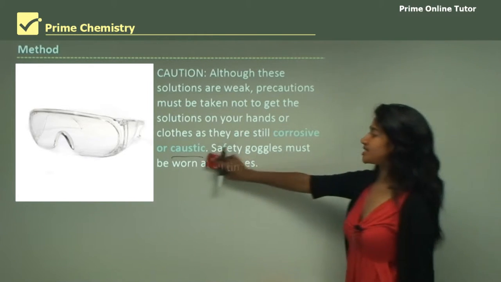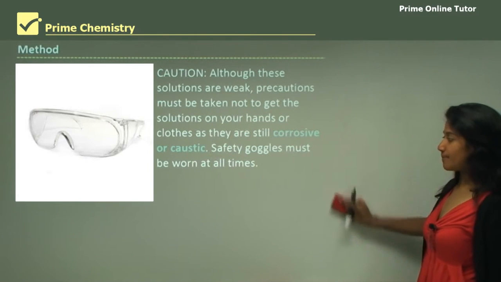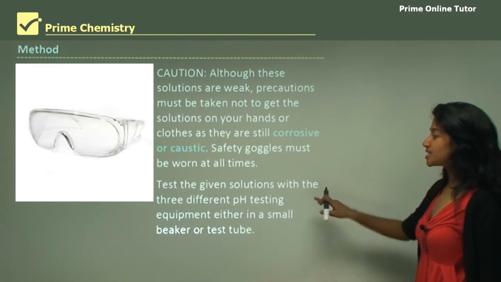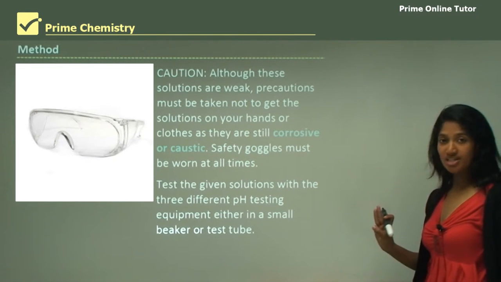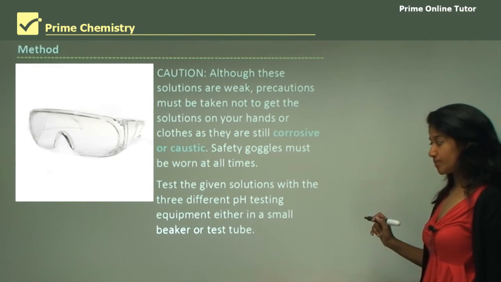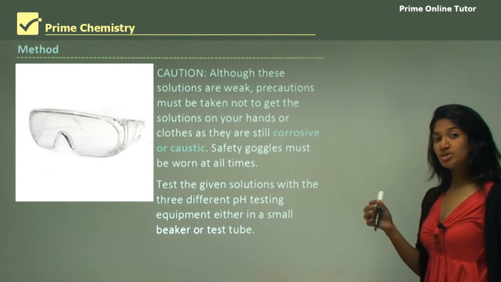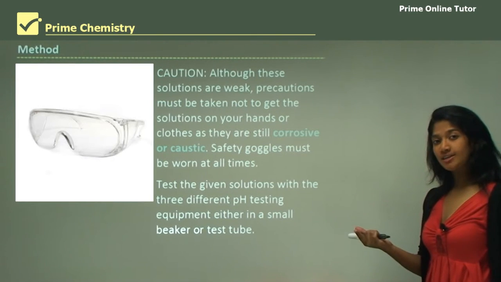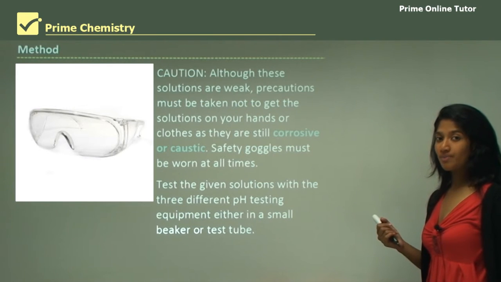Then you would write down your method in step-by-step form. So first, test the given solutions with 3 different pH testing equipment. So what we did was we used universal indicator, different indicators, and also a pH probe.